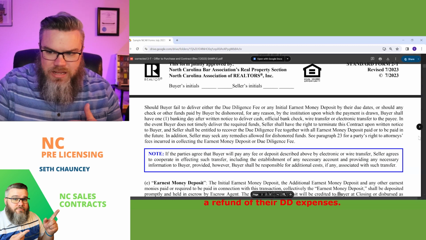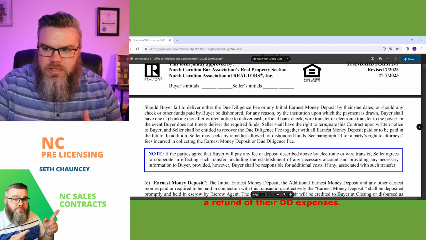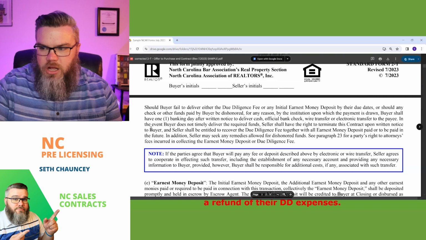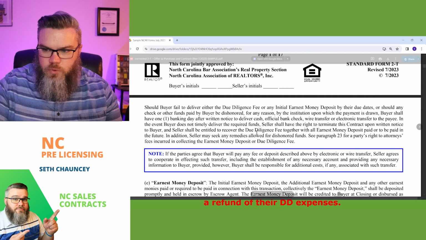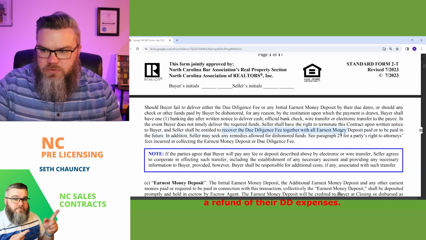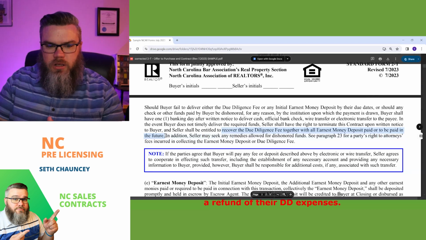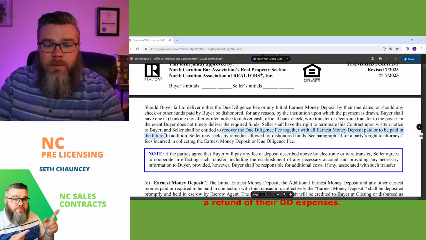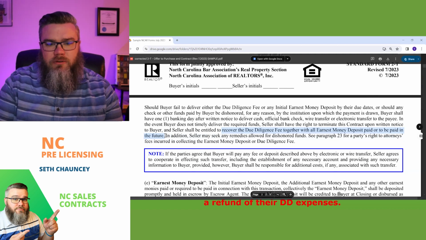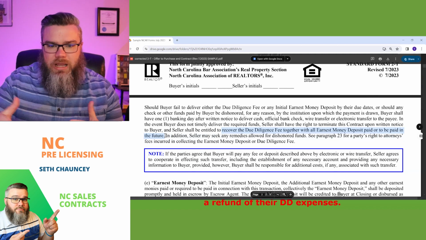In the event the buyer does not timely deliver the required funds, seller shall have the right to terminate this contract upon written notice to the buyer, and seller shall be entitled to recover the due diligence fee together with all earnest money deposit paid or to be paid in the future. So if you do not deliver this money, you do not get a due diligence period, and in fact you're in breach after one banking day has transpired from the written notice given to you by the seller.